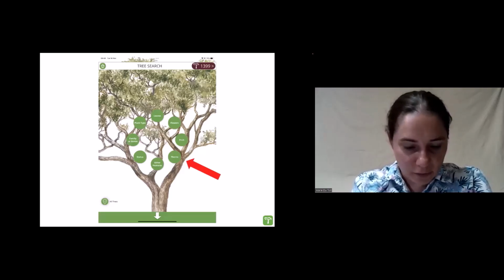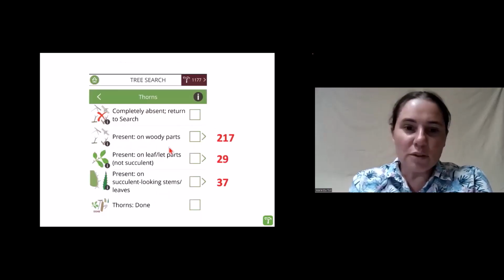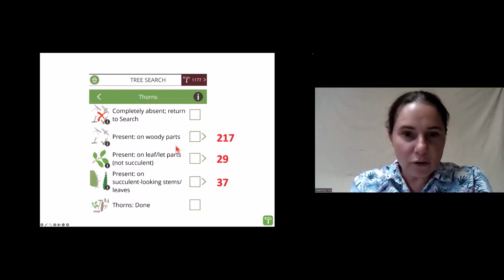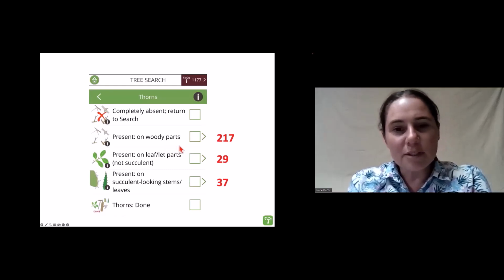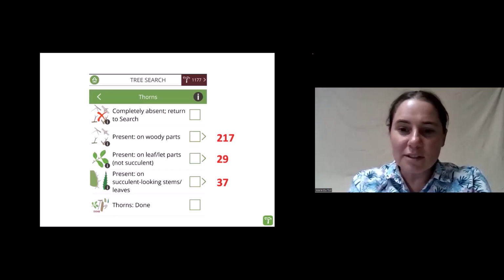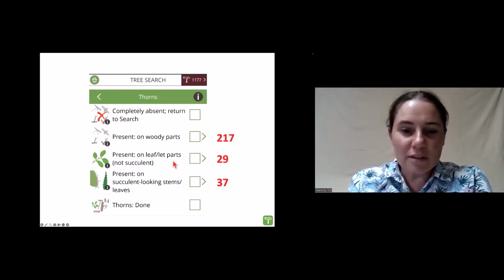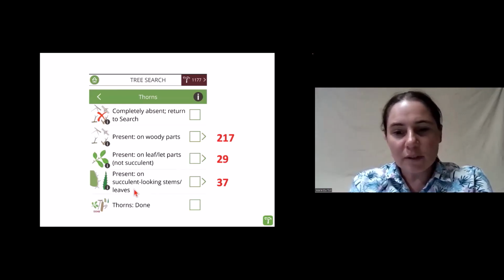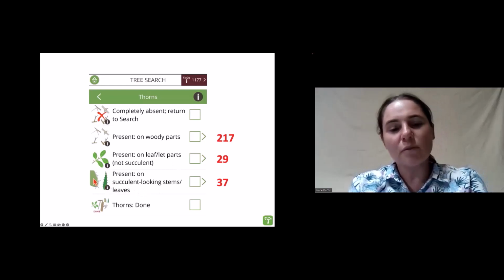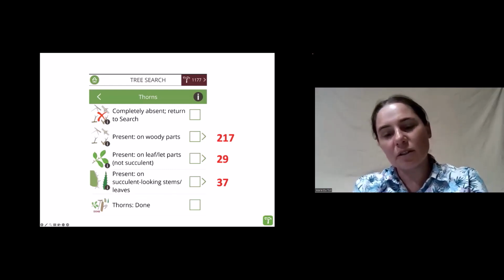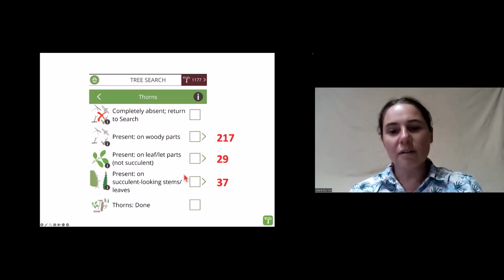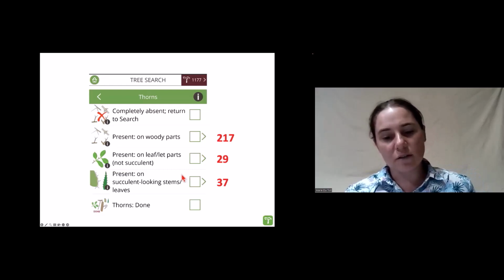So there is the button for thorns. And if you click on it, you will see that there are a few options, 4 options. The one is completely absent or present on woody parts, and that represents 217 trees only. And then present on leaflet parts, 29. Present on succulent looking stems, if you think about islands, only 37. And remember, we haven't even added location yet. So this is a very powerful way to drastically reduce your numbers.